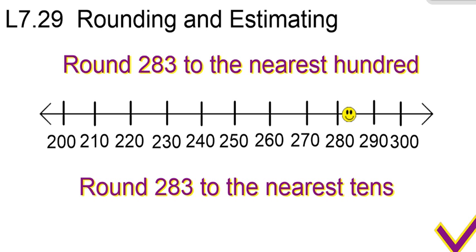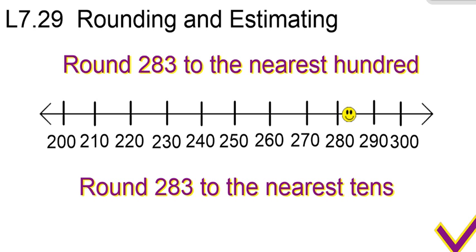Welcome to lesson 29, talking about rounding and estimating. These concepts you've been working with for a very, very long time, and so we're going to go through them hopefully very quickly. First of all, we get a problem like this, right? Round 283 to the nearest hundred.